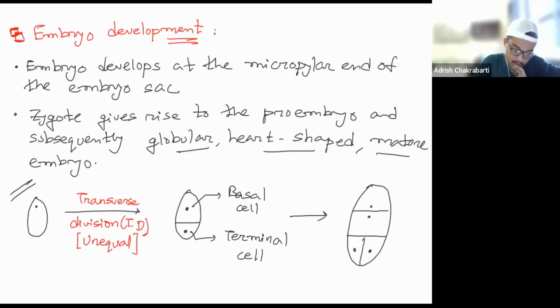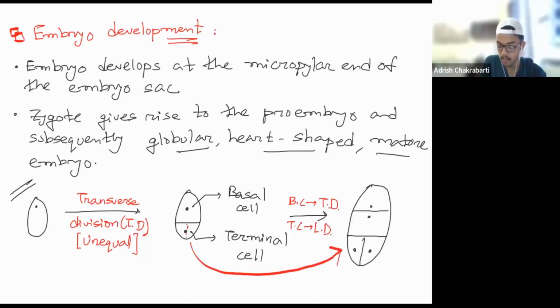See, the basal cell, let me write it in red. The basal cell undergoes TD, that is transverse division. And the terminal cell TC is undergoing LD, that is longitudinal division. See, so the terminal cell is undergoing this kind of division, leading to the formation of this. And the basal cell is undergoing further TD, transverse division, leading to the formation of this. Okay, this is known as the basal dyad because obviously two cells are present, and this is the terminal dyad.